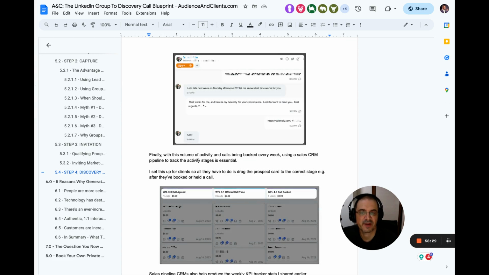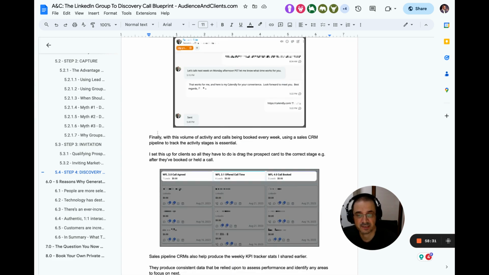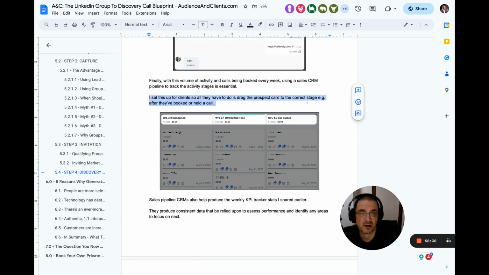With this volume of activity and calls being booked every week, using a sales CRM pipeline to track activity stages is essential. So I set this up for clients. All they have to do is drag the prospect card to the correct stage after they've booked or held a call. In fact, some clients have their team members or assistants do it. Doesn't matter. Somebody needs to, and that's it. Sales pipeline CRMs can also produce the weekly KPI tracker stats that I shared earlier.